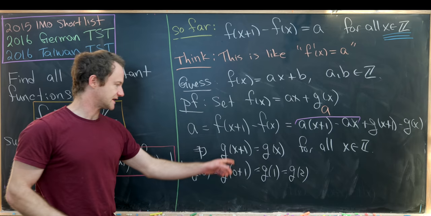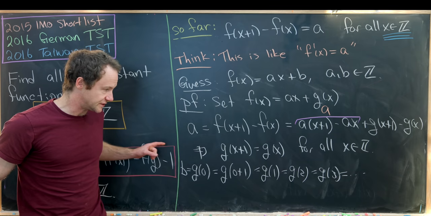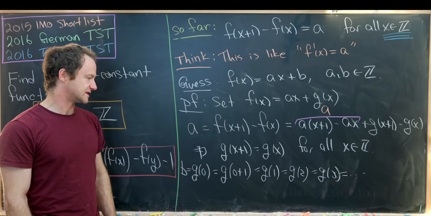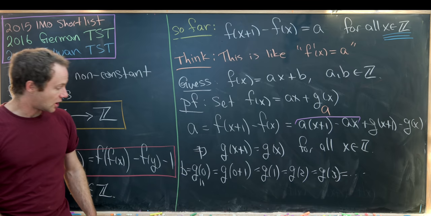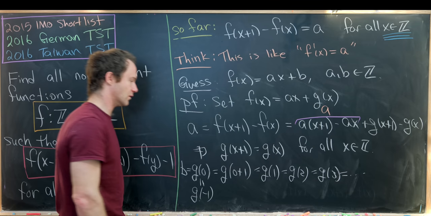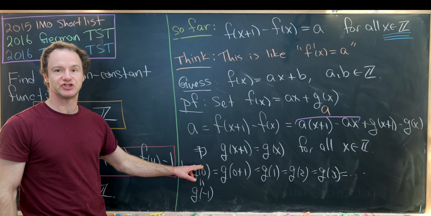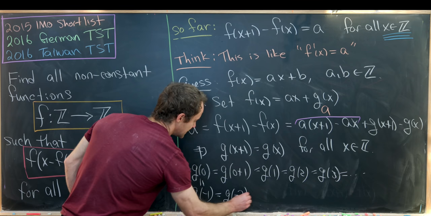And then that's going to be true for all values of g in the positive direction. Furthermore, we can work backwards and notice that g of 0 is also the same thing as g of negative 1. That's because g of negative 1 is the same thing as g of negative 1 plus 1, which is g of 0. That's equal to b. And then again, working backwards, that's going to be equal to g of negative 2, g of negative 3, and so on and so forth.